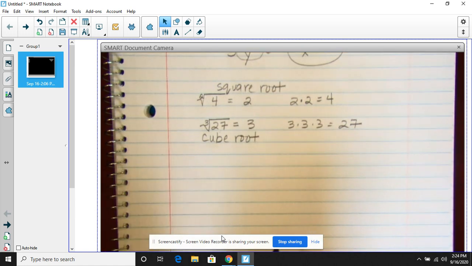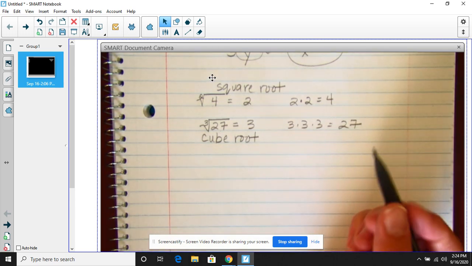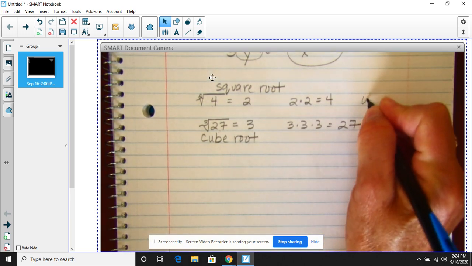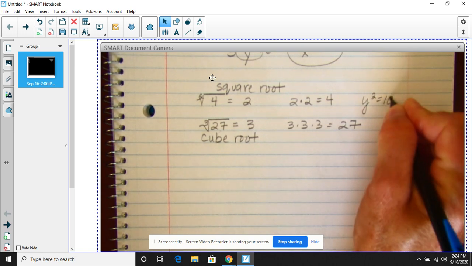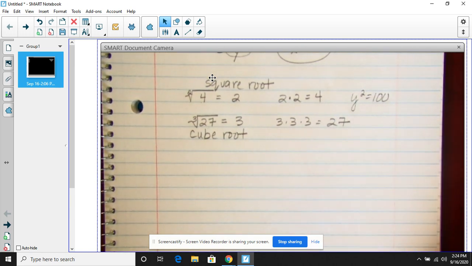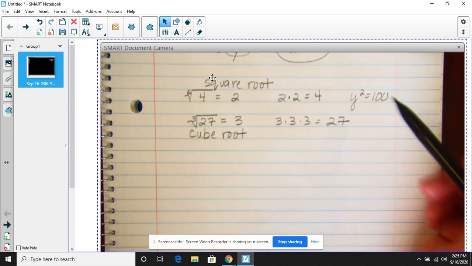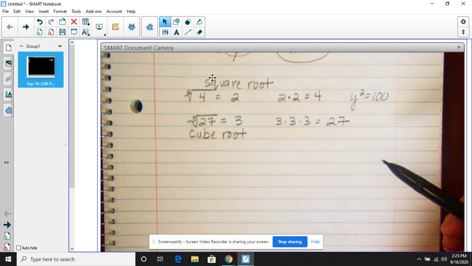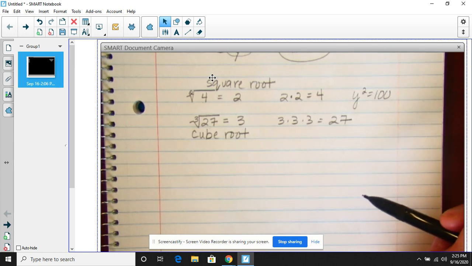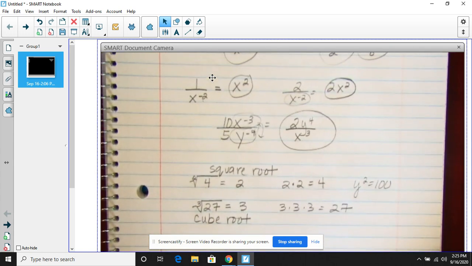So we're going to be talking about models of perfect squares. We're going to be talking about solving equations, like if y squared is equal to 100, what does y have to be? So you can use common sense with that, but we're going to dig a little bit deeper into it also. So that's next week, and my time limit is about up, so I'm going to stop and make sure you guys can see all of this.